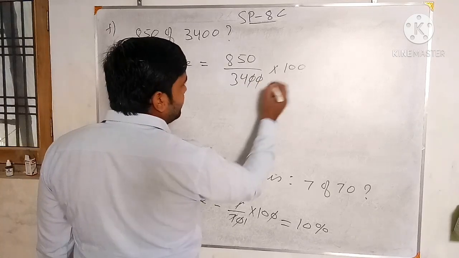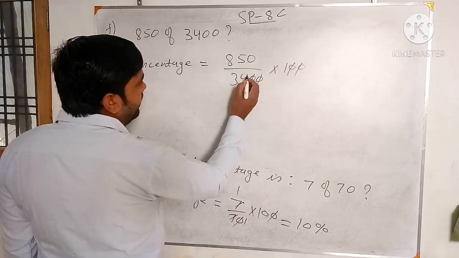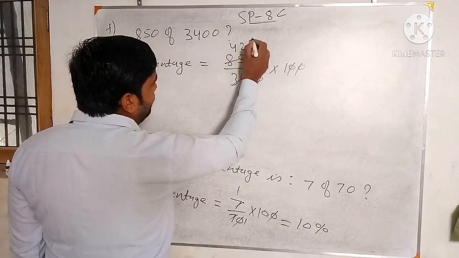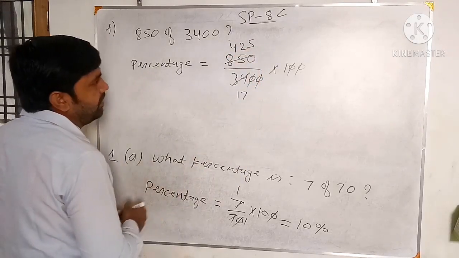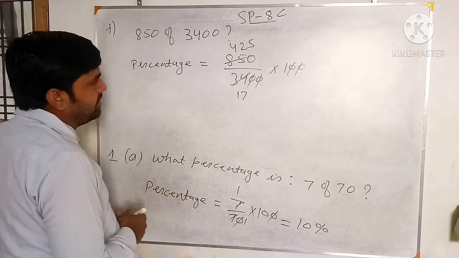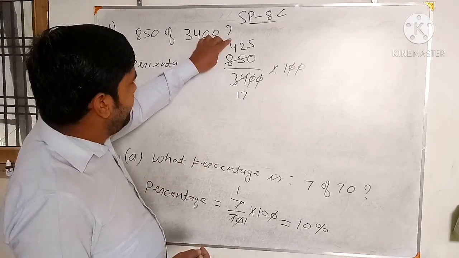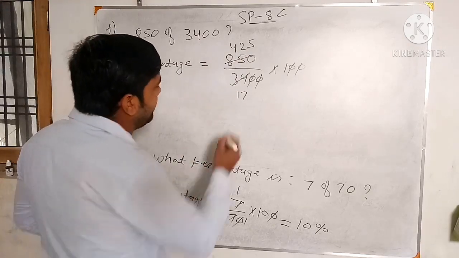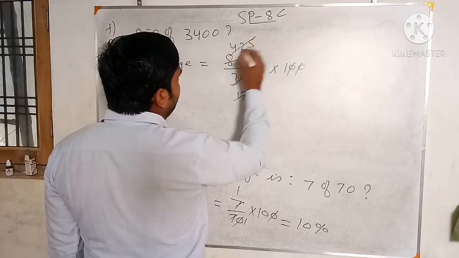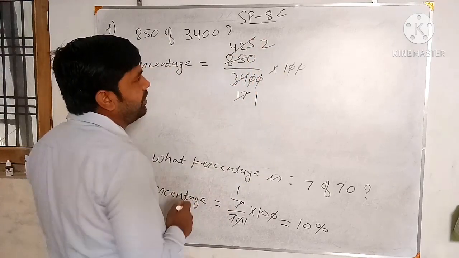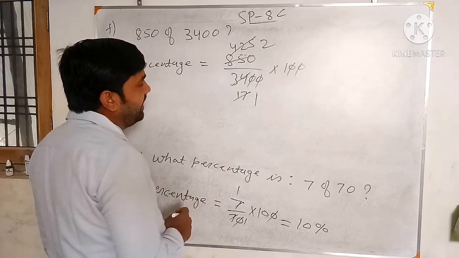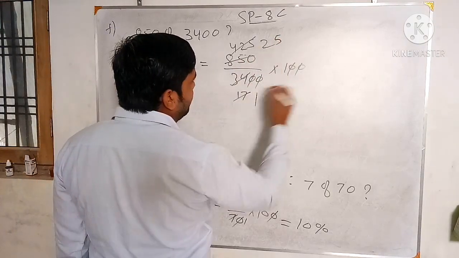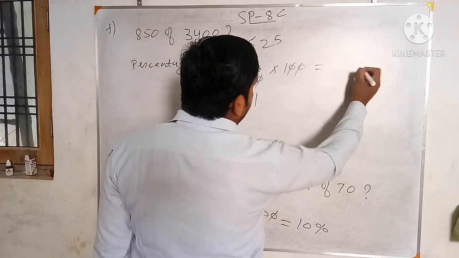Now see, both zeros are cancelled. Here 2 17s are 34, 2 4s are 8, 2 2s are 4, 2 5s are 10, giving 425. Now see whether it will cancel with 17. 17 twos are 34, and 42 minus 34 gives 8, 17 fives are 85. So what you get is 25.